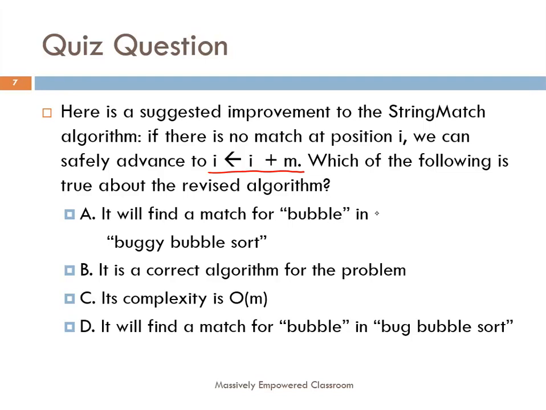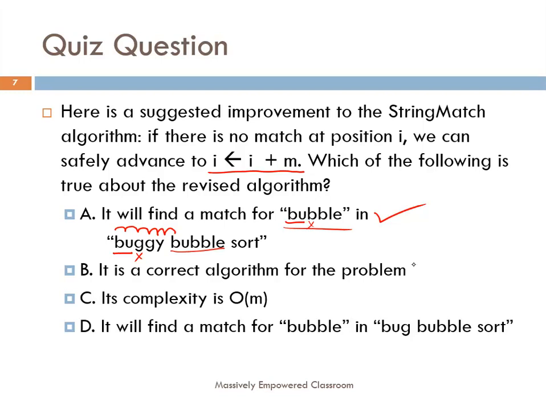Well, option A is true, because what happens is, you start matching BU to this BU, then there is an unsuccessful match because this B doesn't match this G. So now we do i equals i plus m. m in this case is 6. The pattern has 6 characters. So from here we jump 6 steps: 1, 2, 3, 4, 5, 6. So you come to the correct position in this case, and the bubble will match the bubble, and it will actually find a successful match.